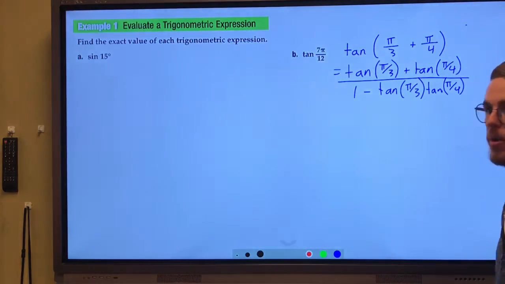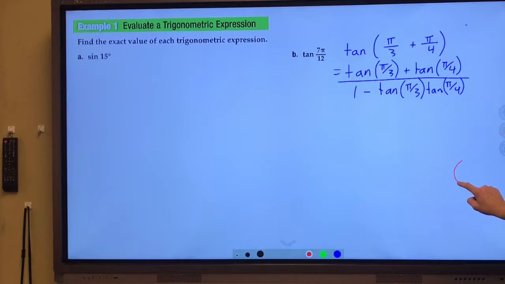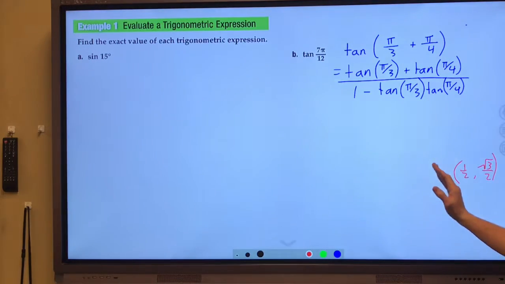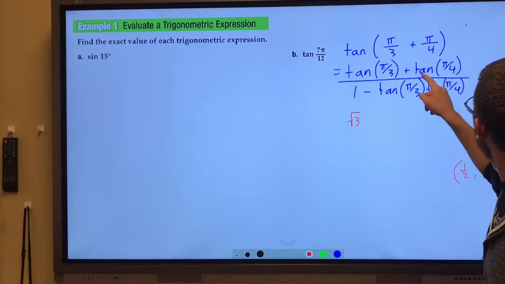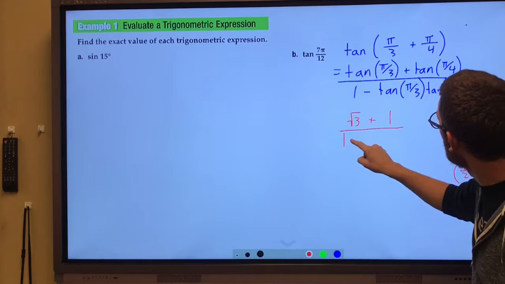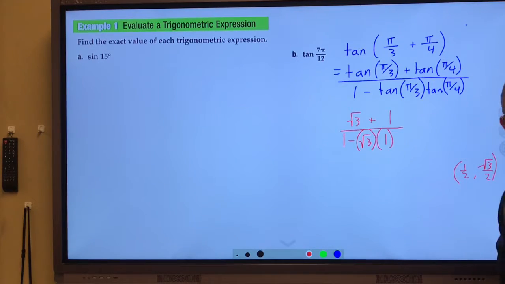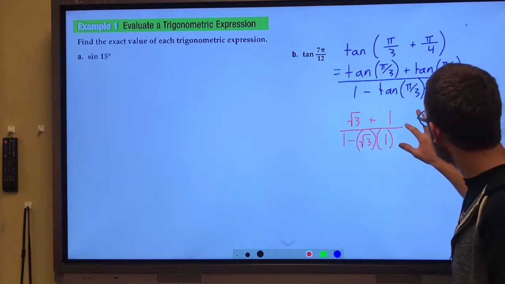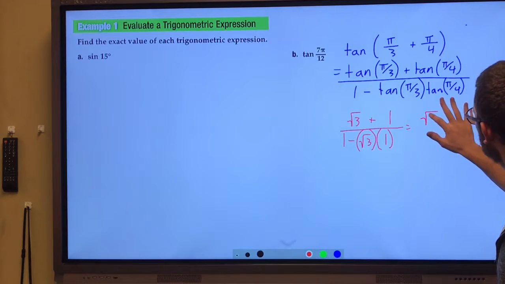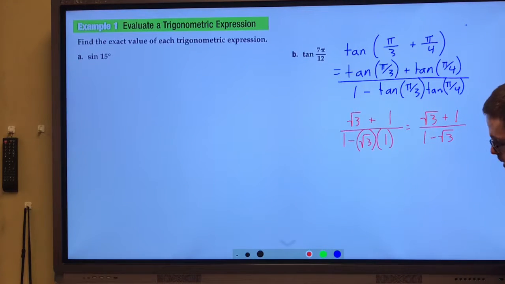We know tangent of pi over 3, that point pi over 3. Of course, we're going over a half, up root 3 over 2. We know tangent is sine over cosine, so that's just going to give us root 3. Tangent of pi over 4 is the easy one. It's 1. On the bottom, we have 1 minus root 3 times 1. So now we just clean this up. This becomes square root of 3 plus 1 over 1 minus the square root of 3.